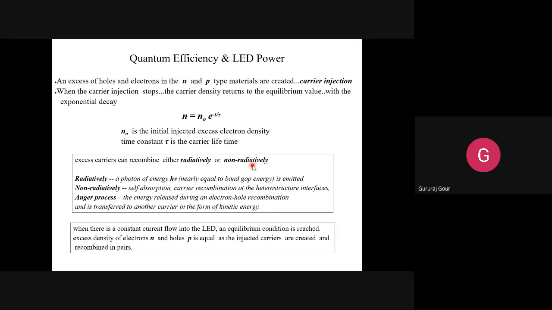Now, if you consider that case, radiatively means a photon of energy hv, Planck's constant times the frequency, is emitted. That is equal to the band gap energy. So when the electron is falling from the top layer, still it has not yet reached the valence band, then some part of its energy is emitted.